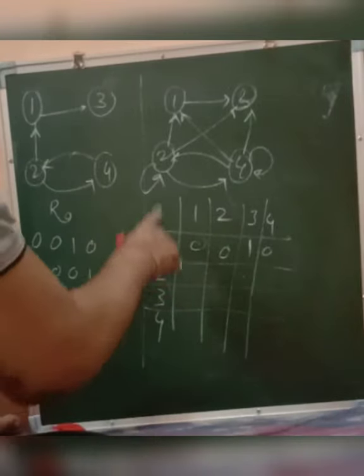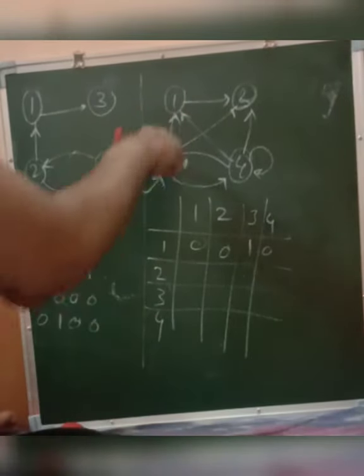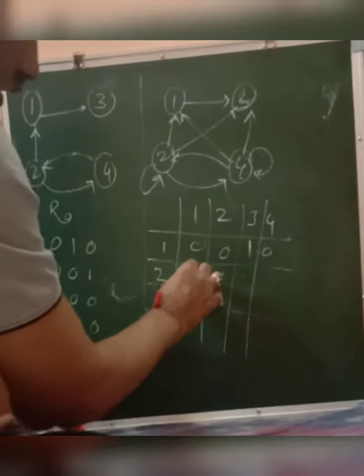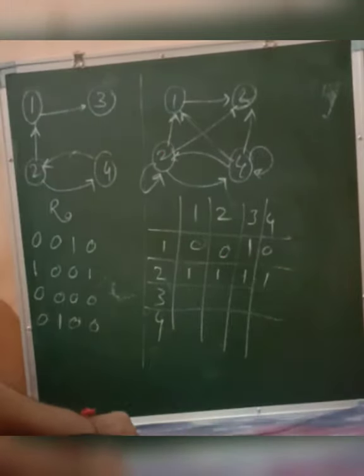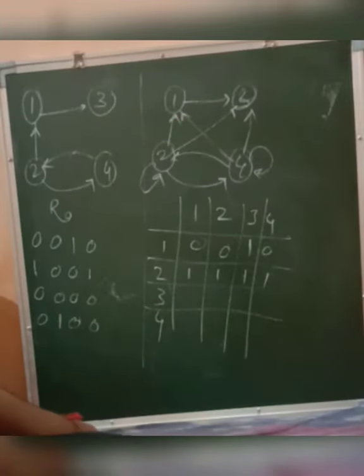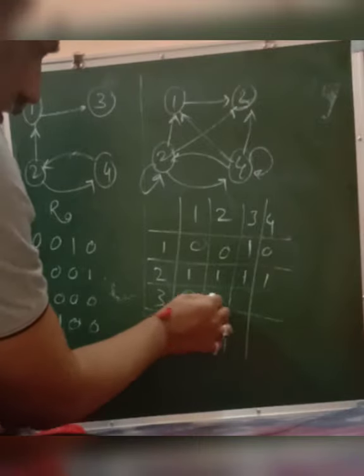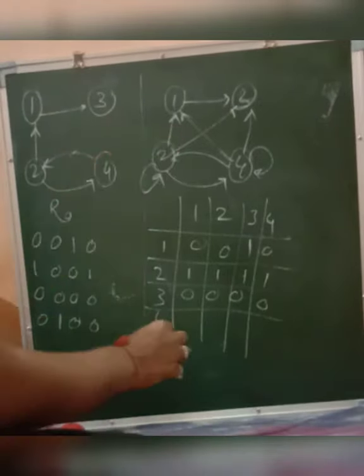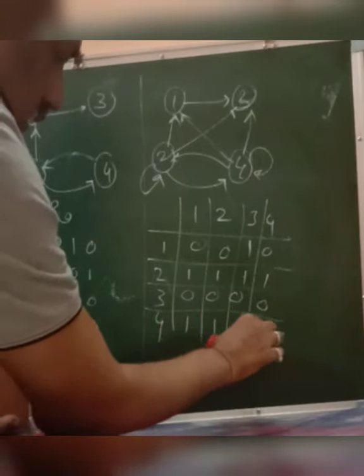You can say 2 is going to all the vertices: 1, 2 itself, 3, and then 4. That's 1, 1, 1. And then 3 is not going anywhere. All the vertices are coming into 3, so all are zeros. And then 4 is going out, all the edges are going out.